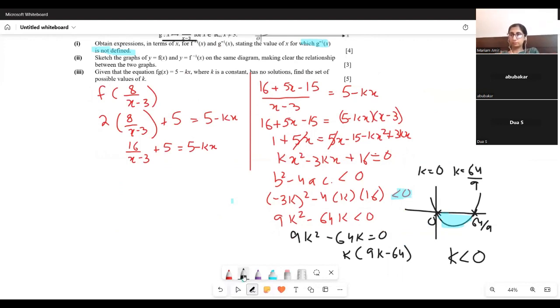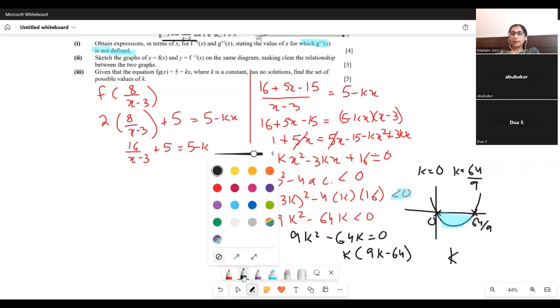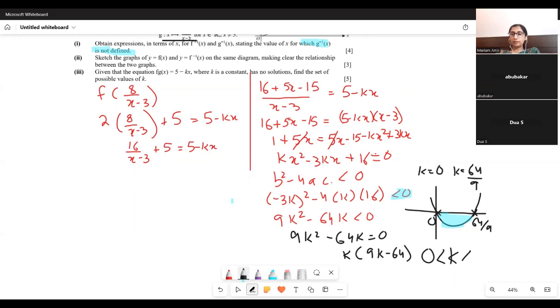That is the answer, that k is less than 0? In this blue region, where I have shaded blue, when is k less than 0? Sorry, k is greater than 0 and less than 64 by 9. Yes, this would be the answer.